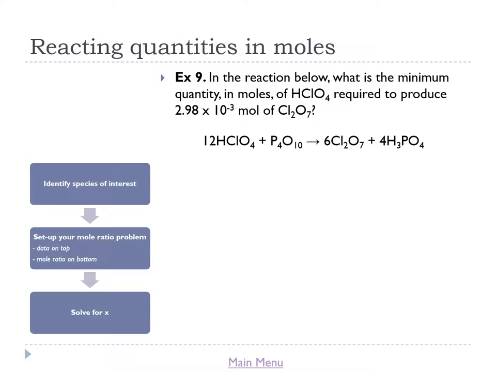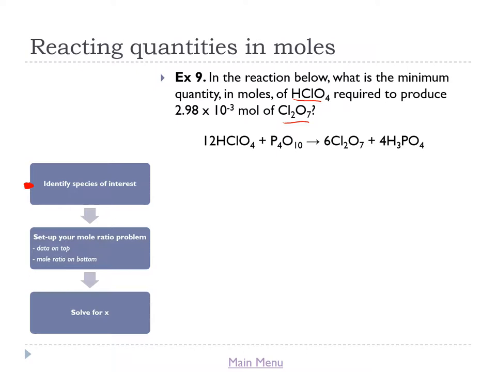Let's look at the example kind of problem we'll see, and then how we go about doing it. So, for example, in the reaction below, what is the minimum quantity in moles of HClO4 required to produce 2.98 times 10 to the minus 3 moles of Cl2O7? Okay, so what we're going to do first of all is identify the species of interest. What do I mean by that? Well, what we're going to do is just underline on our equation which things we care about, because that just helps to focus our minds.